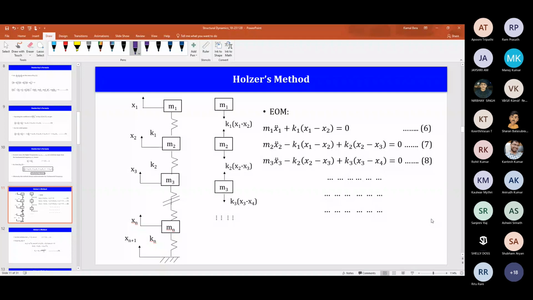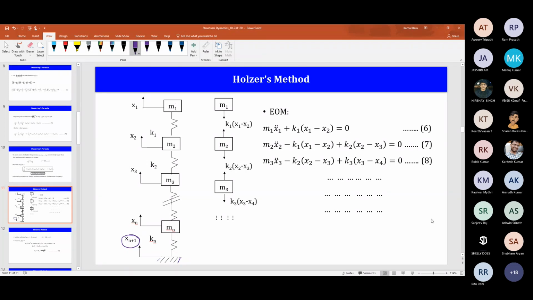Very interesting. Long ago, Holzer described this formula. Although it was initially used for torsional systems, the torsional shaft problem, it can be conveniently used for a multi-story shear building, which can be idealized like this: M1, M2, M3, Mn. Here the displacements are x1, x2, x3, xn, and xn plus 1 I am also defining, which is nothing but the motion of the base. In the present case, xn plus 1 is 0.